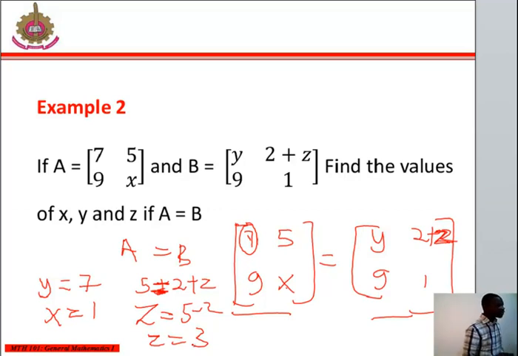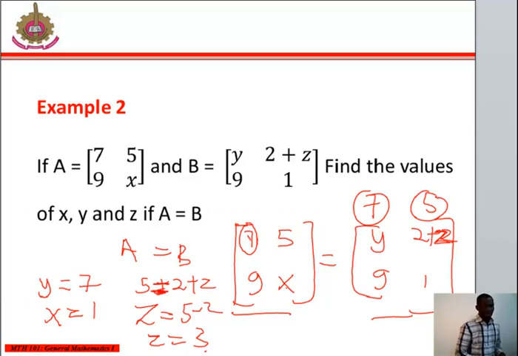Now, if you substitute all these numbers into these matrices, you will discover that your y will be equal to 7, and your 2 plus z, remember z is 3, will be 5. So it means that these matrices are the same. Sometimes they can try to test you to see if you know how to go about equal matrices, and they ask you to check if A is equal to B. If any element has a different number from its corresponding element in the second matrix, then the matrices are not equal. So they are equal if and only if A is equal to B.